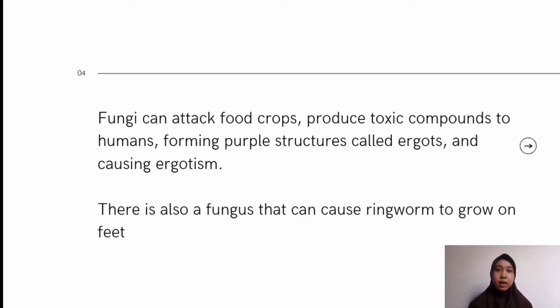Some fungi that attack food crops produce compounds that are toxic to humans. One example is the ascomycete Claviceps purpurea, which grows on rye plants, forming a purple structure called ergot. When infected rye is ground into flour, the toxins from the ergot can cause ergotism.